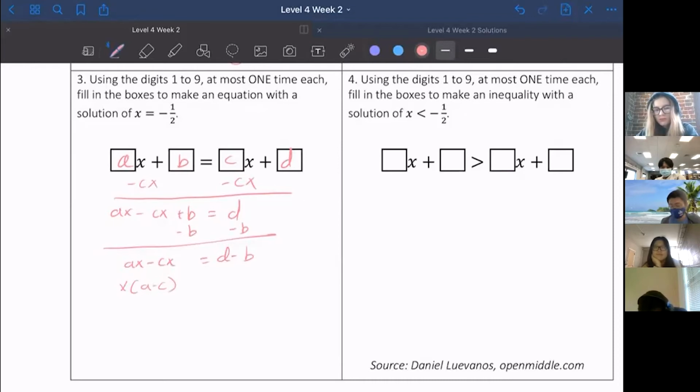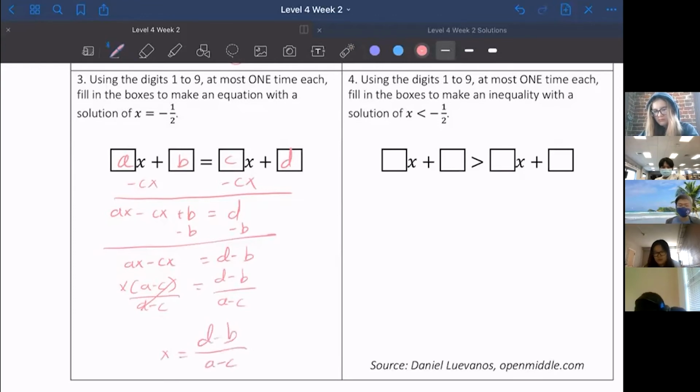And then on the other side, we can just leave stuff alone to get d minus b. And at the end, we want our x, right? So we can divide by a minus c to get our x by itself. And this is the final place we're at with the letters.